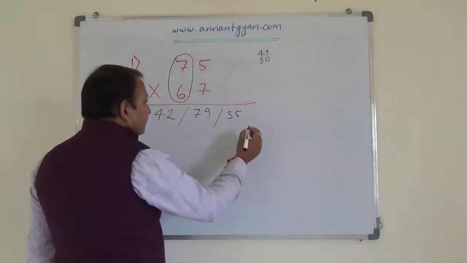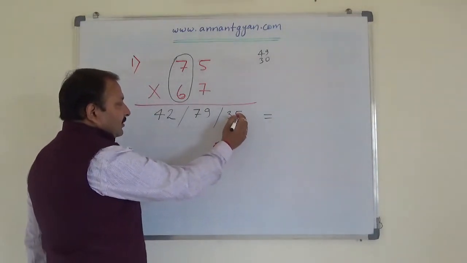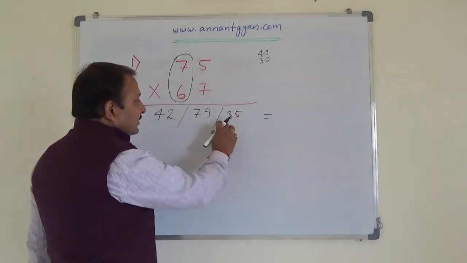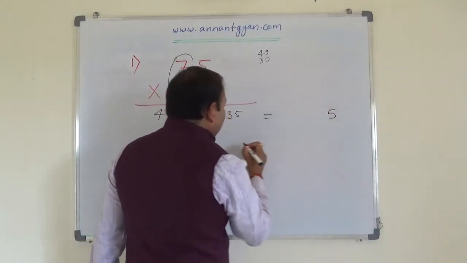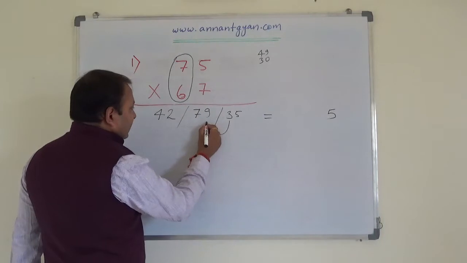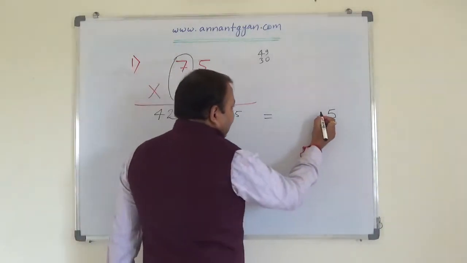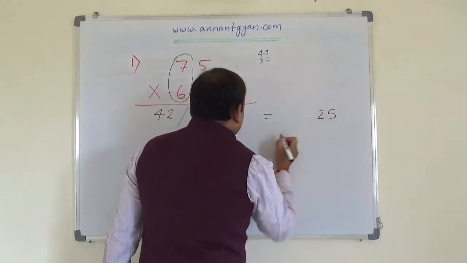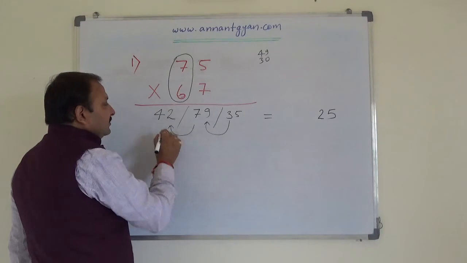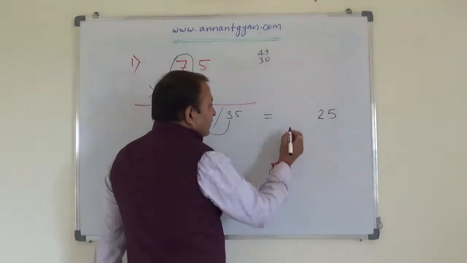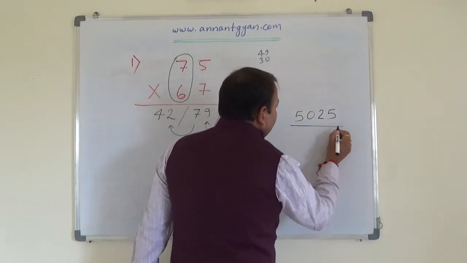The final answer we shall get from this result. From the result on the right hand side, that is 35, from this 35 we shall get 5, and 3 will be carried over. So 79 plus 3, that is 82. From the 82 we shall write 2 here, and 8 is the carry for the next. 8 plus this 42 is 50. The answer is 5025.